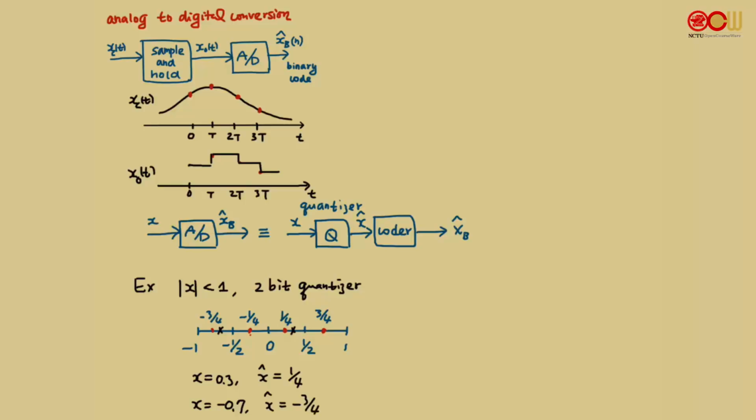Okay, so this is the quantizer part. Now for the coder part, each cell is represented by 2 bits. So we may call this cell 0 0, this one 0 1, this is cell 1 1, and this is 1 0.